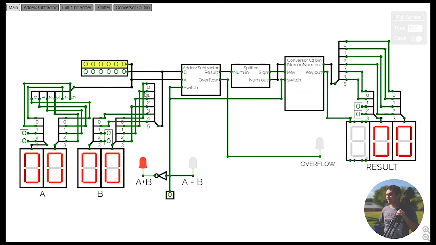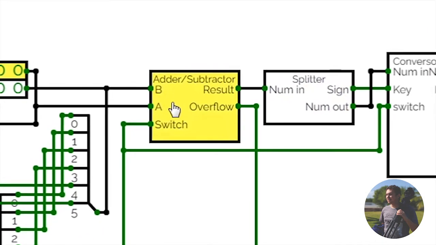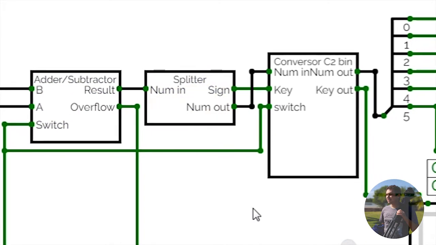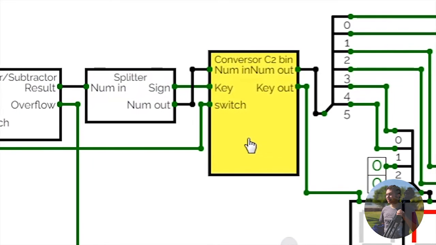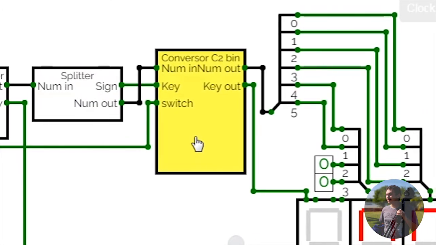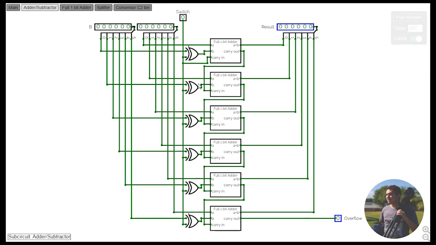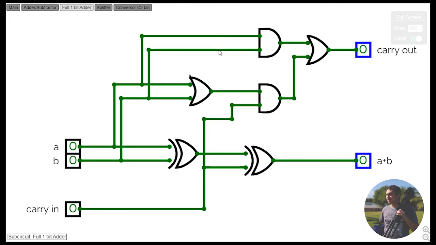Now let's look into the main components of our circuit. It has 3 of them: a 6-bit adder-subtractor, a selective splitter, and a 2's complement to binary conversion tool. Let's go over the adder-subtractor first. This is the most important component of the calculator, since it performs all our mathematical operations. The smallest part of our circuitry is our full 1-bit adder. Here's what it looks like.